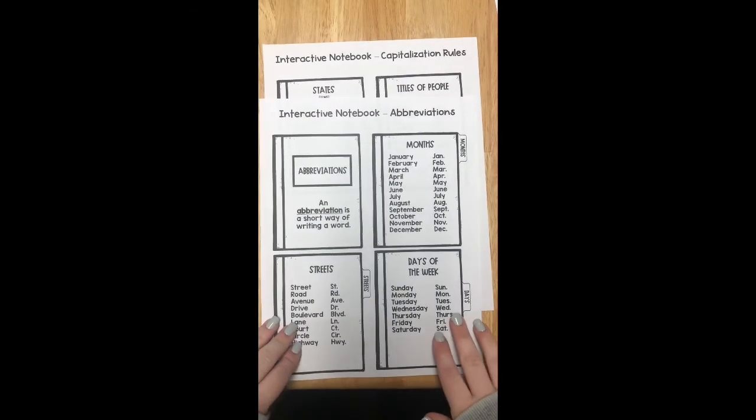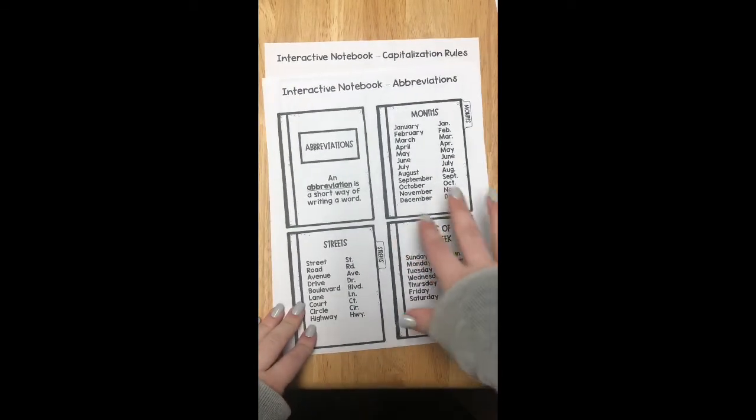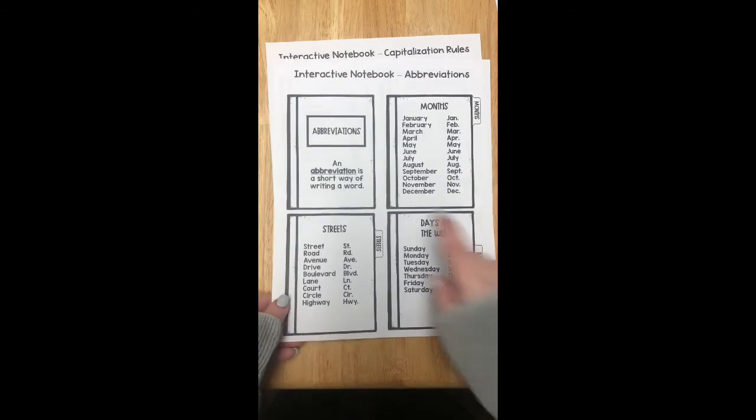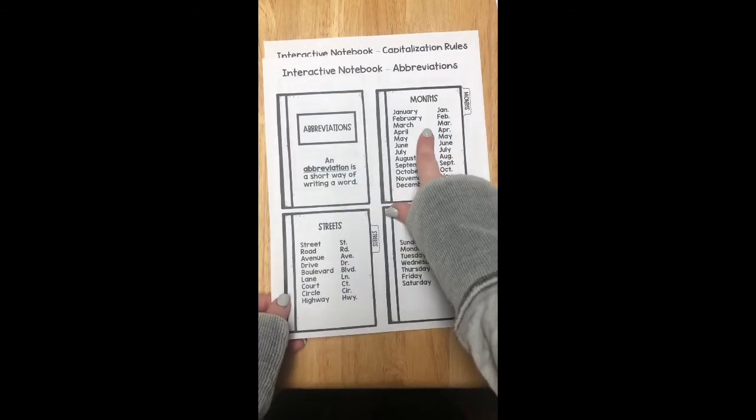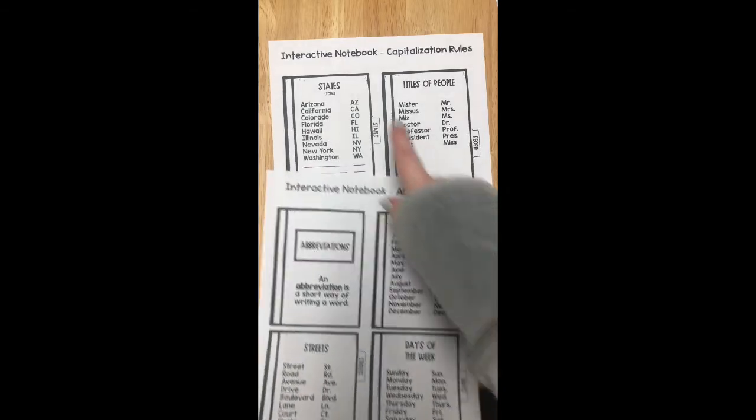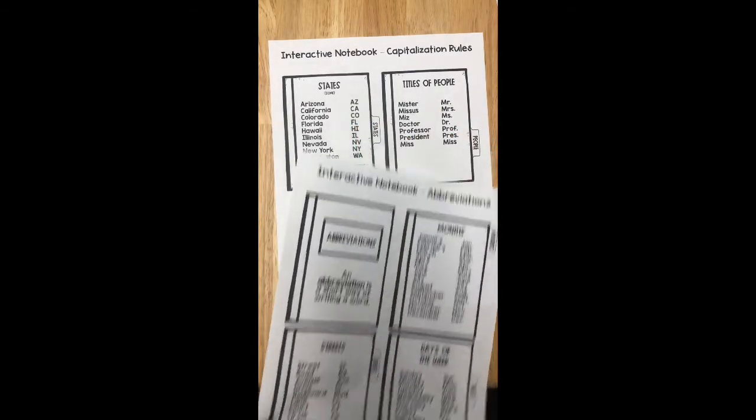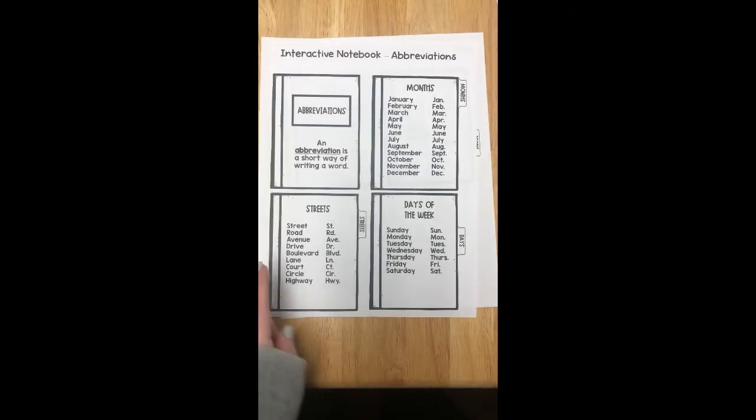Okay, so this is going to be how you do this little interactive notebook. You have different abbreviations here. You have months, streets, days of the week, states, and titles of people. So what I want you to do is get your scissors and glue.